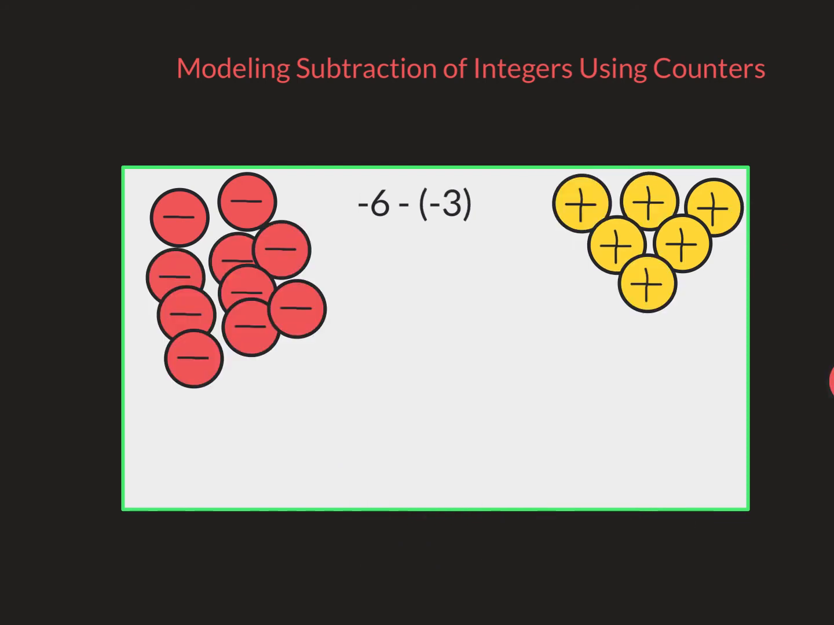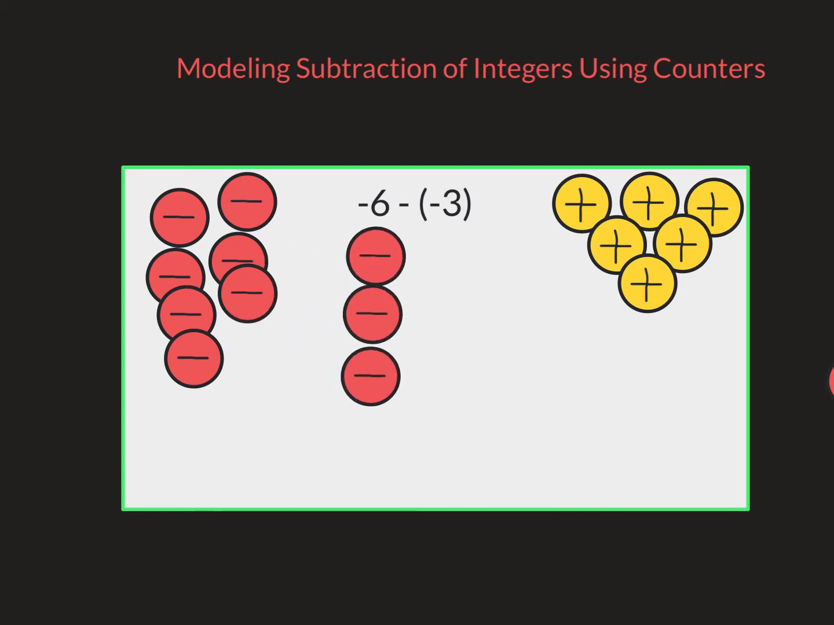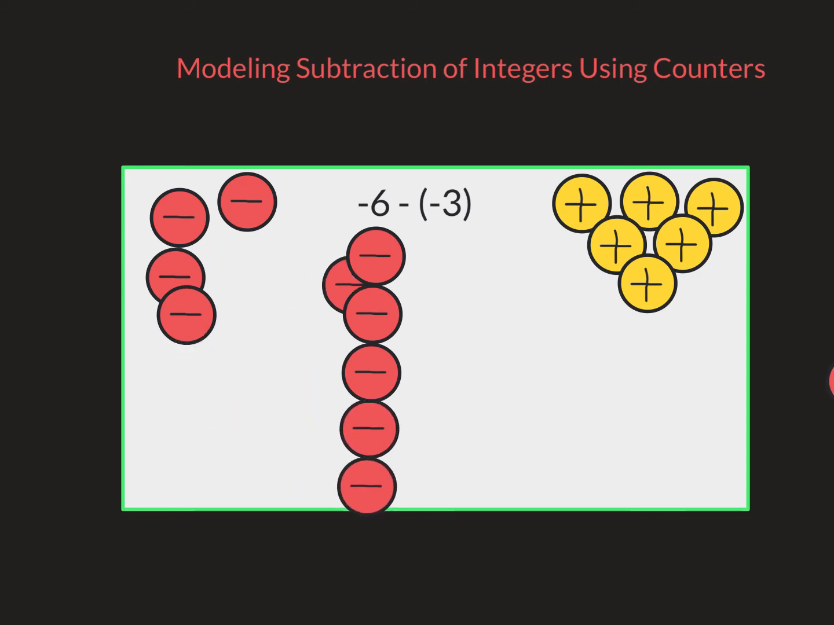So in this one, we're going to start with negative 6, and then we're going to subtract negative 3. So let's see. I'm going to start with negative 6 counters, 6 of these negative ones. There we go, we got 6. And I'm going to take away 3 negative chip counters. So this right here, these are 3 negatives. I'm going to take away 3 negatives.